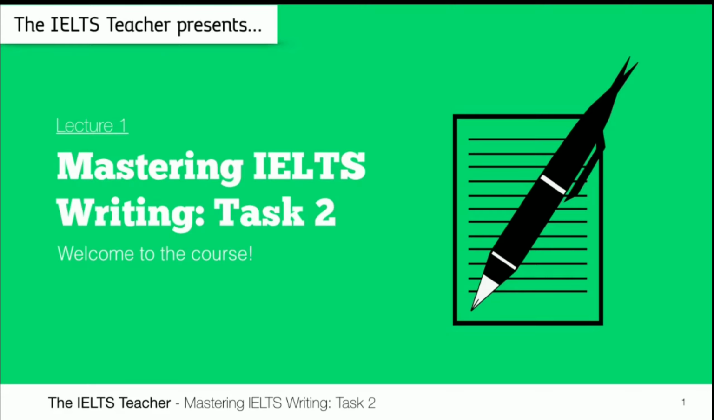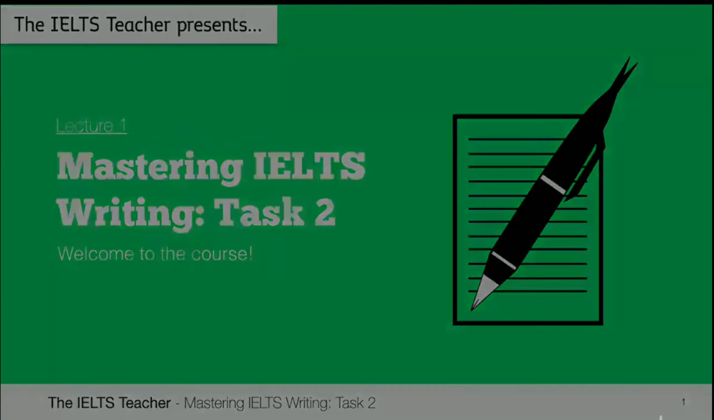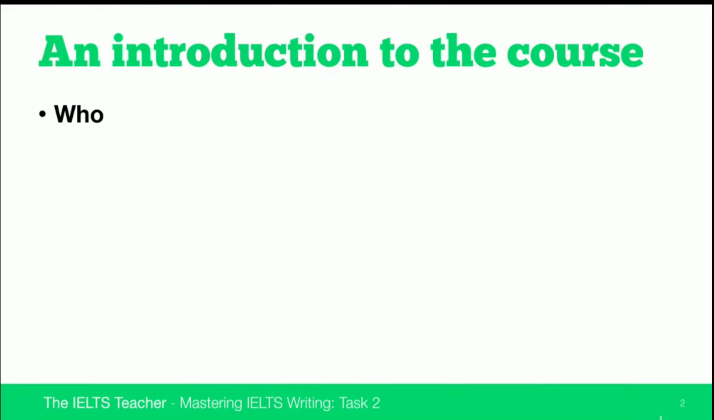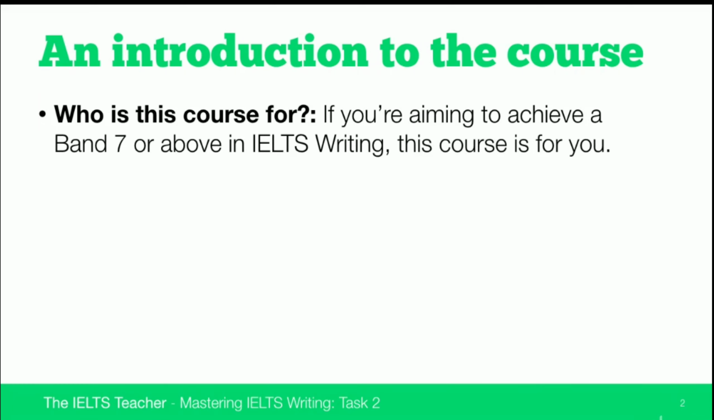So let me introduce you to the course. First of all, who is the course for? Well, if you're aiming to achieve a band 7 or above in IELTS writing, this course is for you. Even if you're aiming to achieve a 6.5, you will find something useful here. But even if you're at a band 7 level already and you're aiming to achieve a 7.5 or an 8, then this course is still going to be very, very helpful.